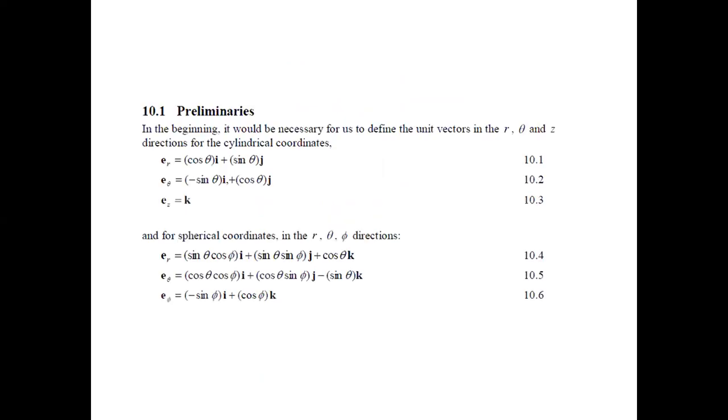So this is your tensor vector calculus. In the beginning, it will be necessary for us to define the unit vectors in r, θ, and z directions for the cylindrical coordinate systems. e_r is that, e_θ is that, and e_z is that. We have seen that before. Likewise, the ones for the spherical coordinates. Let us now look at the gradient of a scalar. The covariant basis is g_j of u equals ∂x/∂u_j. That is what the covariant basis is, as you have seen before.